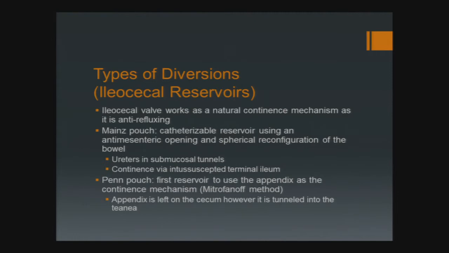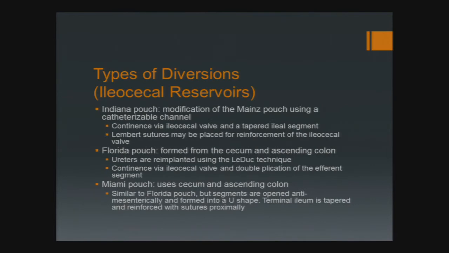and then the intussuscepted terminal ileum would be the continence mechanism. The Penn pouch was the first one to use the appendix as the continence mechanism, and it's left on the cecum but tunneled through a tinea, much like a flap valve. And then the Indiana pouch is what we do most often here. So basically we do that Mainz pouch where we use the ileocecal valve. The difference here is we put some Lembert sutures in to reinforce that valve. It gives us improved continence of the valve and the pouch.